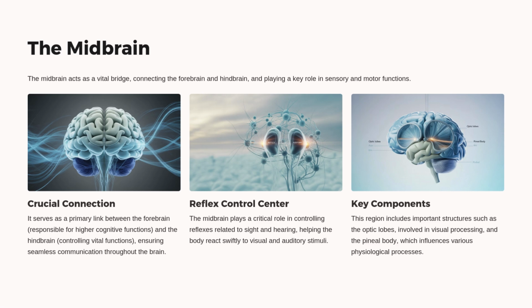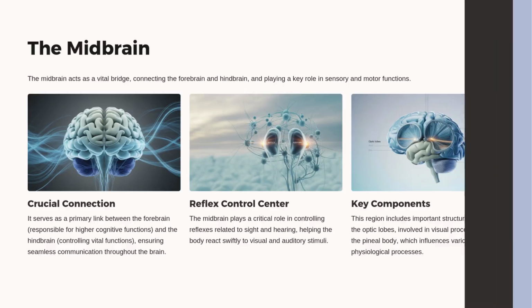Reflex control center. The midbrain plays a critical role in controlling reflexes related to sight and hearing, helping the body react swiftly to visual and auditory stimuli. Key components. This region includes important structures such as the optic lobes, involved in visual processing, and the pineal body, which influences various physiological processes.